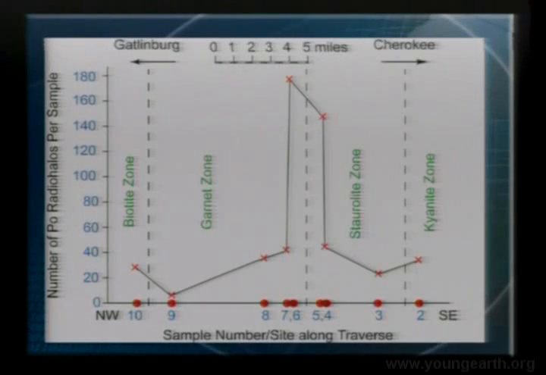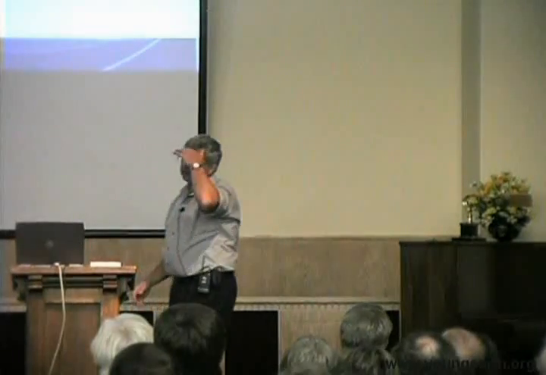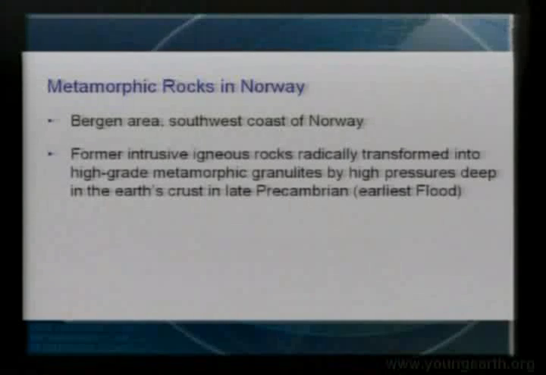Right where this boundary occurs, there's 4 to 5 times more polonium radiohalos than anywhere else in these metamorphosed sandstones, where you had much more water. So that was a prediction. Because of the hydrothermal hot water transport of this polonium, I predicted there would be more polonium radiohalos where there was more hot water flow. Sure enough, slam dunk. Prediction fulfilled. In fact, interestingly, there's some metamorphic rocks in Norway, in the Bergen area.